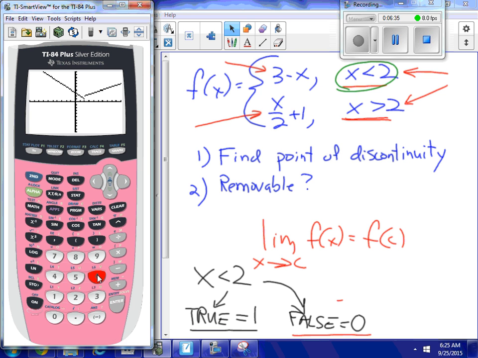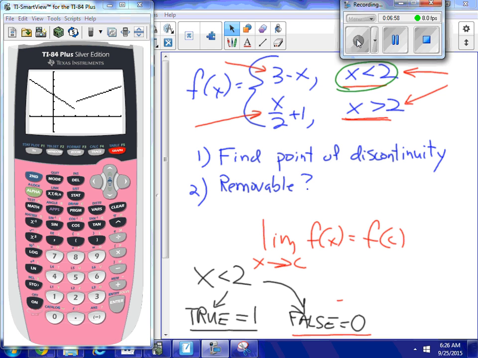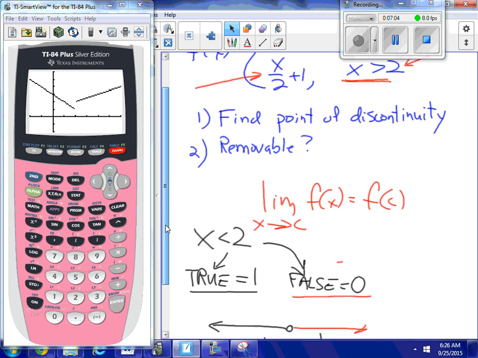I'm going to zoom in on it just a little bit more. So I'm going to go window. I'm going to go from -2 to 6. And my y values, I'm going to go from, I don't know, -2 to 6 also, and see what it looks like. So you can see the two functions pretty clearly right there. And there is indeed a point of discontinuity at x equals 2.